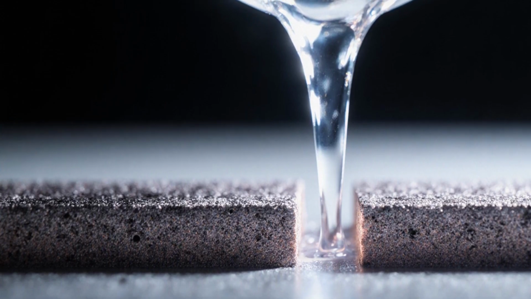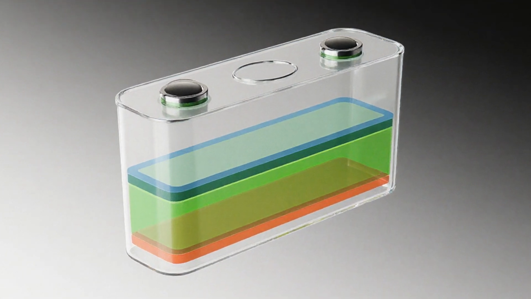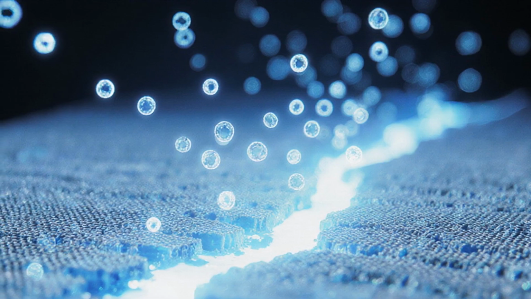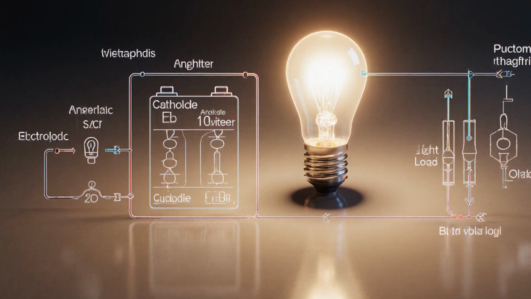Electrolyte is introduced between the cathode and anode layers. The electrolyte acts as a medium for ion transport. Ions flow through the electrolyte during battery operation. This ionic flow enables the battery to conduct electricity.